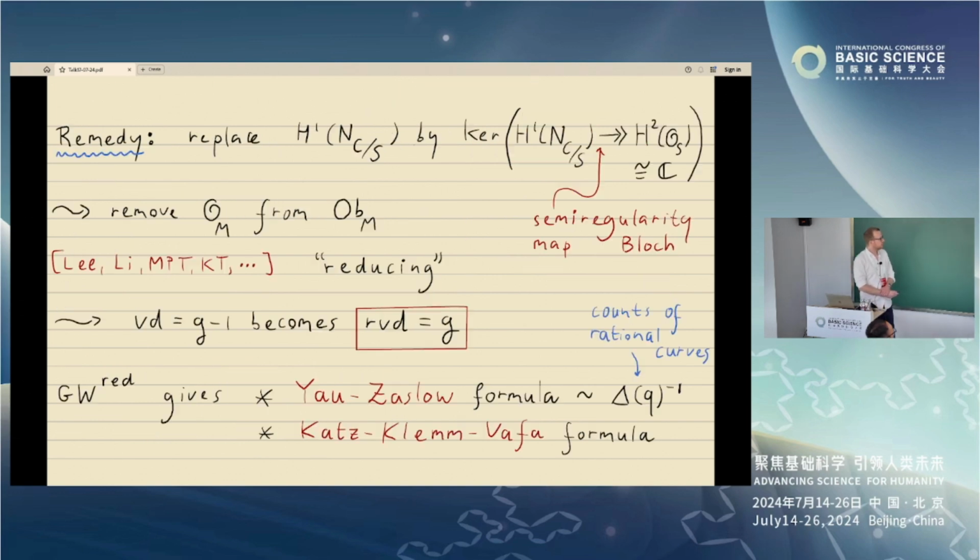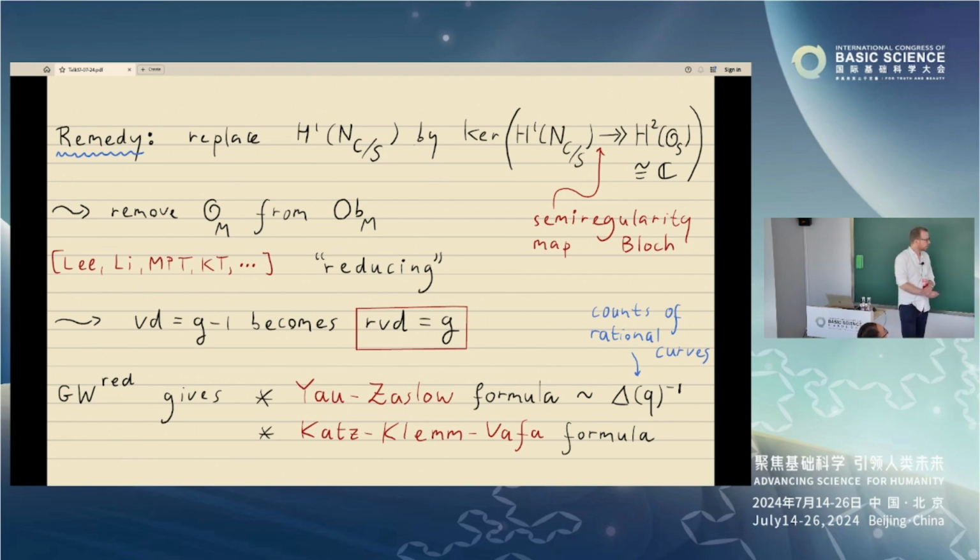Now, this situation can be cured as follows. What you can do is you can make the space of obstruction smaller. So it turns out that all obstruction classes lie in the kernel of the natural map from H^1 of the normal bundle to H^2 of O_S, which is known as a special case of the semi-regularity map of Bloch. So globally what it means is you want to remove a trivial factor from the obstruction sheaf.